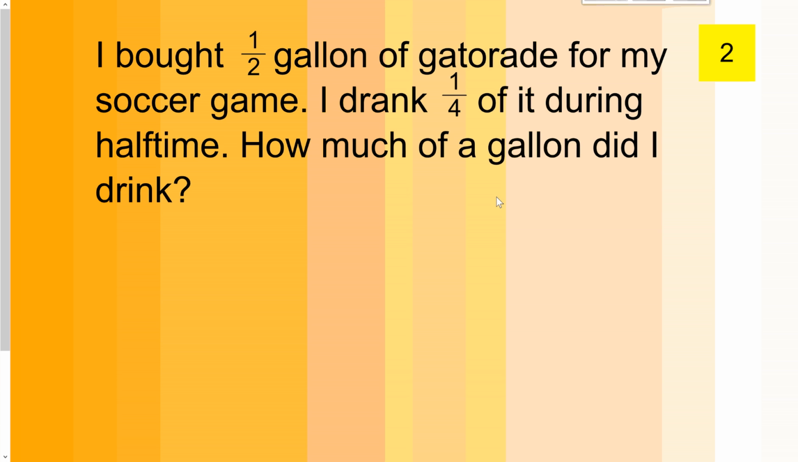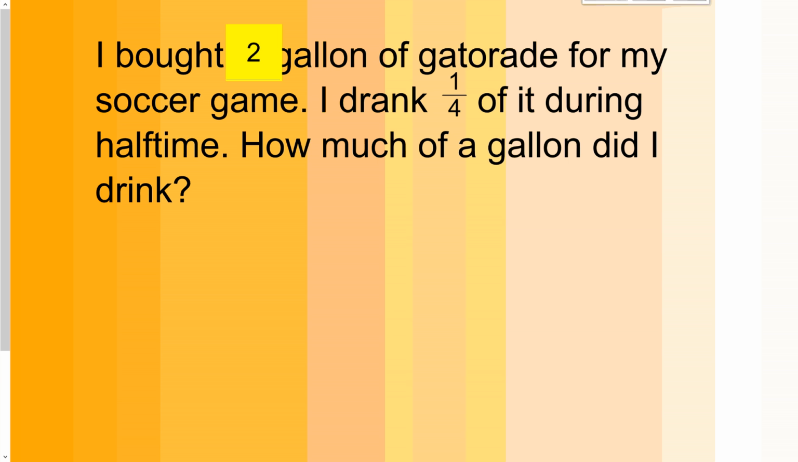And my first strategy I'm going to try is, instead of thinking of it as half a gallon, what if I had 2 gallons? I bought 2 gallons of Gatorade for my soccer game. I drank 1/4 of it during halftime. How much of a gallon did I drink?